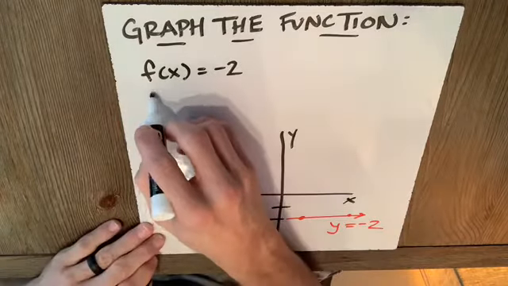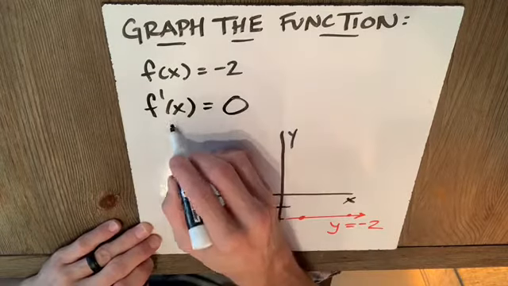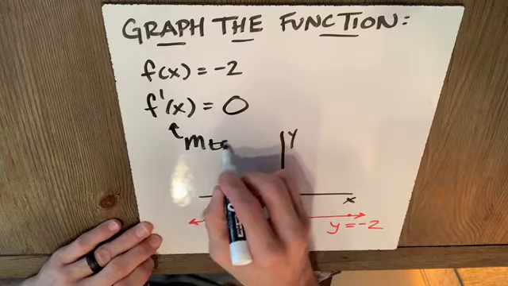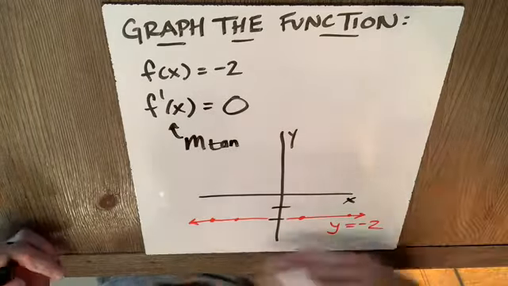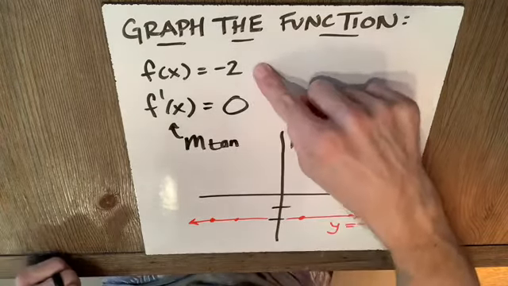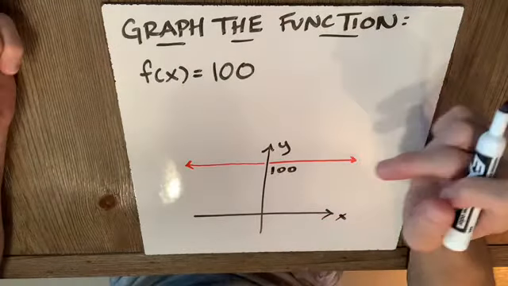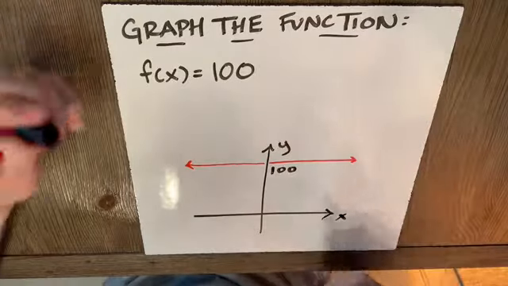So if I asked you, what is the derivative of this function? You'd say 0. Remember, that's the same as the m tan. And any tangent to this line would be the line itself, and it has a slope of 0. So a constant has a derivative that is 0. It doesn't matter if our constant is 3 or -2 or a big number like 100.